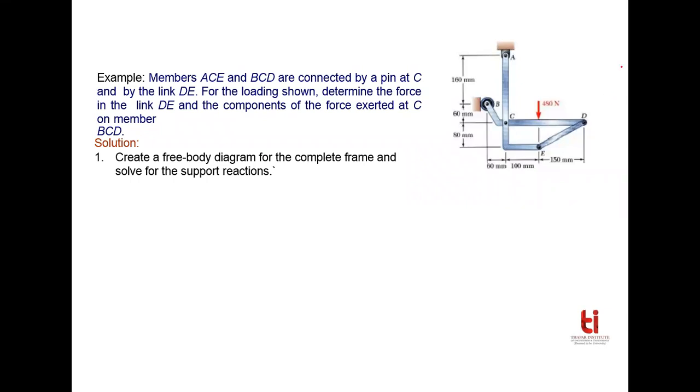Okay, so as you can see in this figure, how many links do we have? There is one link that is A, C, E, another link is B, C, D, and there is another link that is D, E. So there are a total of 3 links, and they are connected with the help of pin joints at point D, point E, and point C, and point B as well.